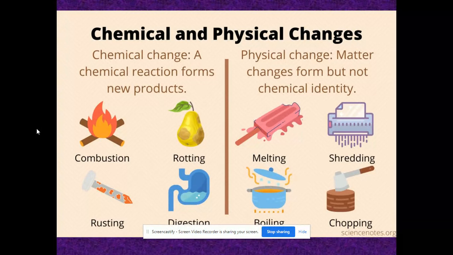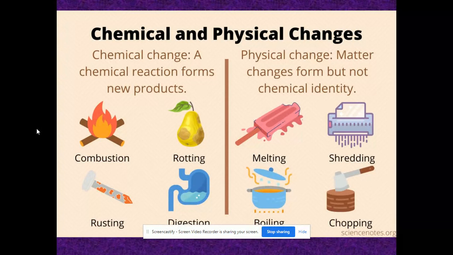Some quick comparison of chemical and physical changes here. A chemical change forms new products. It changes the substance. A physical change just changes what it looks like, so to speak. You have examples up here of combustion, which is fire, rotting of a pear, rusting. Digestion in your stomach is chemical digestion. Digestion in your mouth is primarily mechanical, although your saliva does do some chemical digestion. It's primarily mechanical up in your mouth, but in your stomach, there's definitely chemical digestion going on.